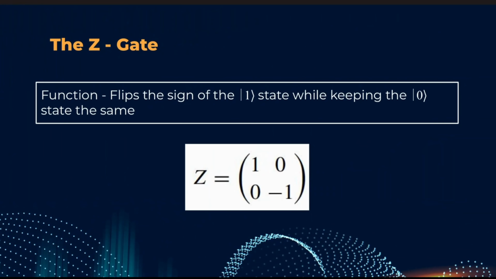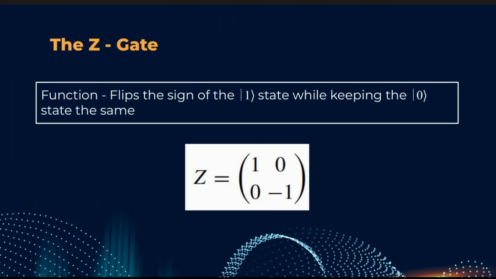Now, the last gate that we'll learn about today is the Z gate. Now, the Z gate, most people would think it's kind of like the X gate. And in a way, it is similar, except the only thing that it does is it flips the 1 state while keeping the 0 state the same. And so what this is saying is that it flips the sign of the 1 state, which is also considered the phase. And this is called a phase change.